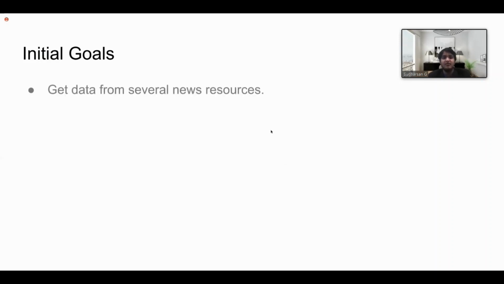All right, so initial goals. Our first goal in this ASDRP research project was to find this possible bias in several different online news sources, as well as some sources talking about shootings of particular races more than others.